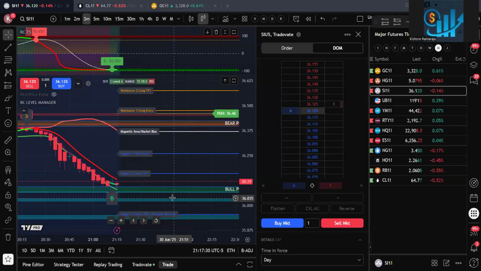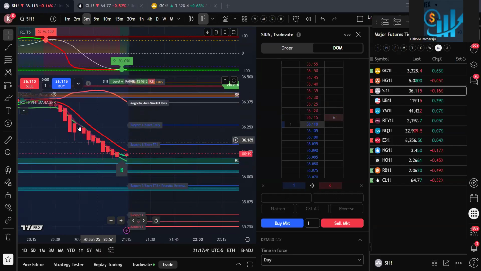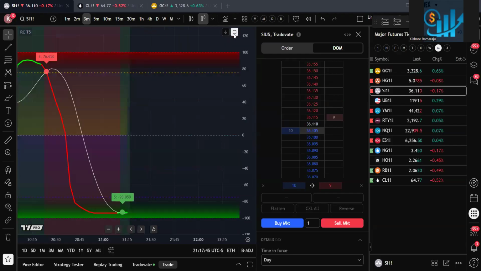I'm watching for a buy signal on gold, copper, silver. They should go up and NQ and ES will drop. T5 came all the way to the bottom. Silver.